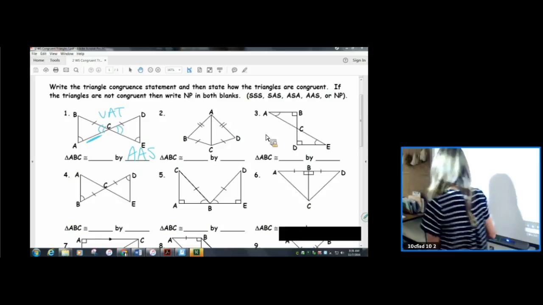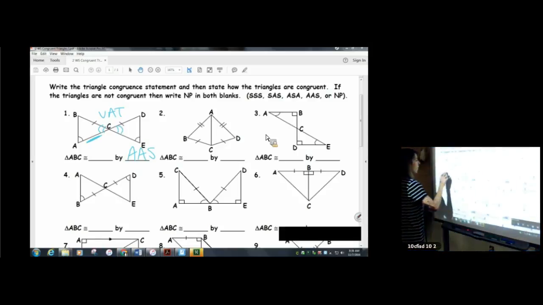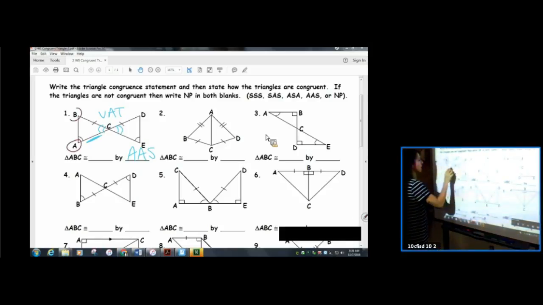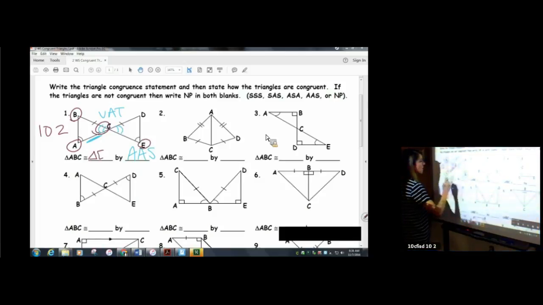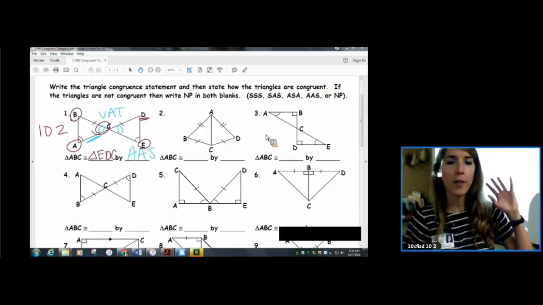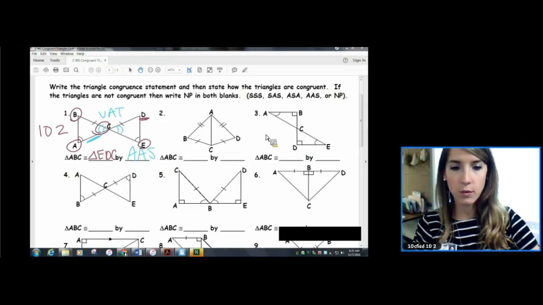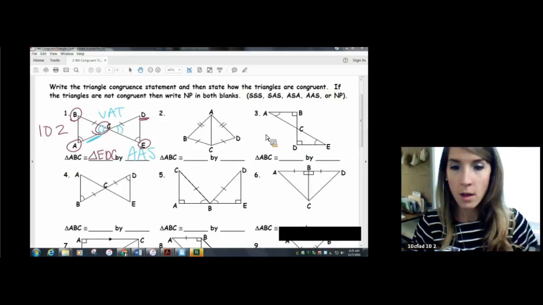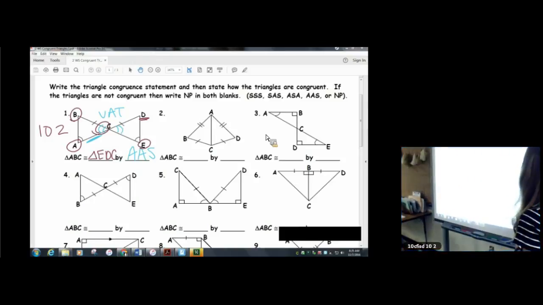And triangle ABC, 1 arc, no arcs, 2 arcs. So when I name the other one, I'm going to do 1 arc, no arcs, and then of course end with my 2 arcs. So pay attention to how the first one's named and follow suit for the second one. Number 7.